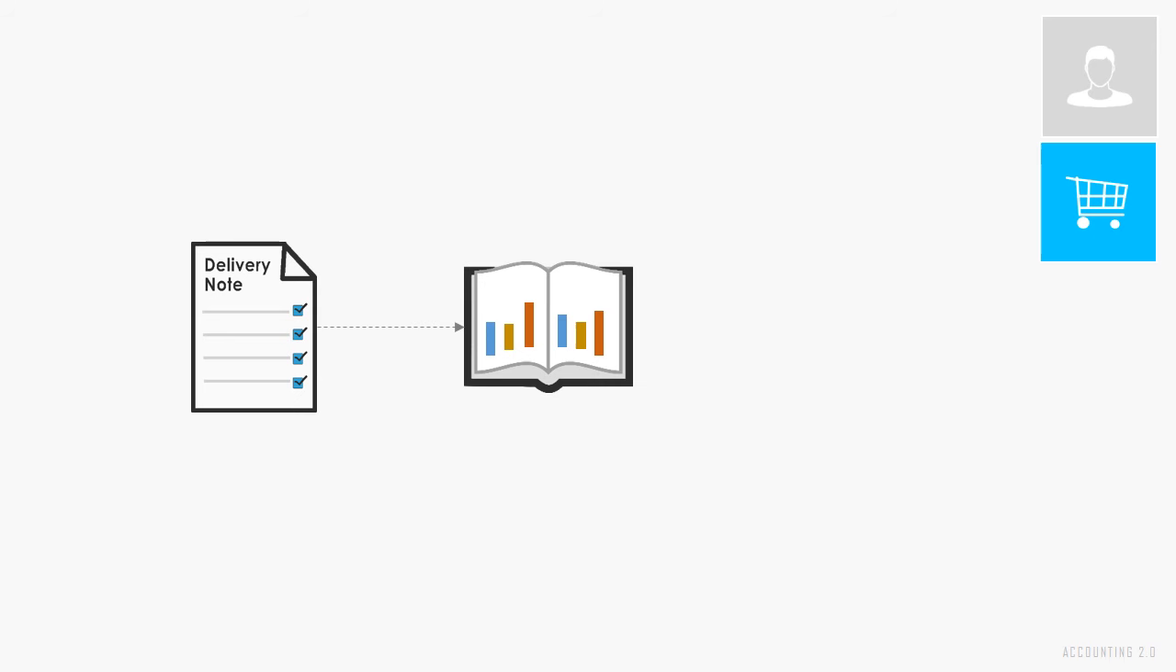Each time your business makes a purchase and processes a delivery note, your stock book is updated with the quantity of stock purchased. Each time your business sells an item of stock, the stock book again is updated with the sale of that stock. Your stock book is constantly being updated with every purchase and sale your business makes.